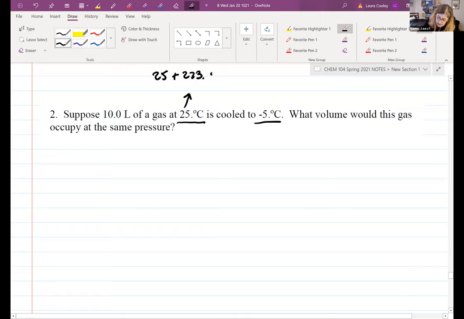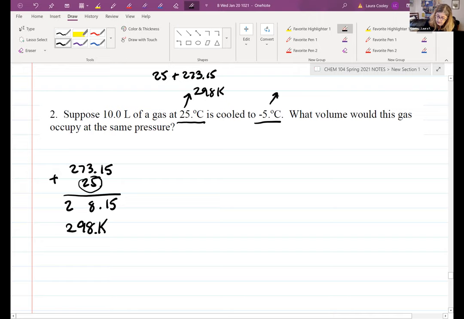So we'd have to go 25 plus 273. When you add these two together, notice what happens to the significant figures. When you add, you keep the number of decimal places in the number with the fewest, which was 25. So you're not going to go further than the ones place, which is why I express this as 298 Kelvin. Okay, so that's 298. Negative 5. All right, so now I have 273.15 minus 5. Again, I'm not going to keep anything beyond the ones place. This is 268. So it's actually only a very small change in temperature.